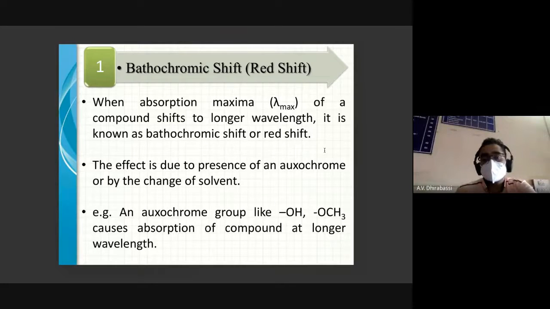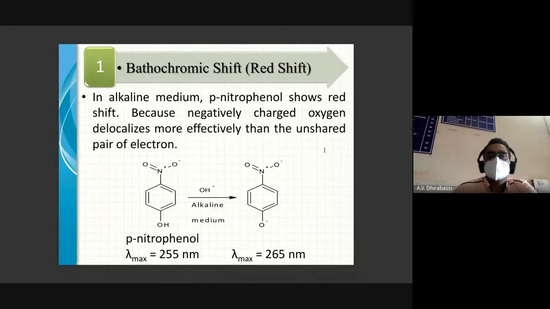If there is any auxochrome present, meaning any functional group is present, showing the n to pi star transition, that can cause the bathochromic shift. An auxochrome group like OH or OCH3 causes the absorption of the compound at a longer wavelength, meaning lesser energy. Okay. Bathochromic shift: in a basic medium, paranitrophenol shows the red shift because the negatively charged oxygen delocalizes more effectively than the unshared pair of electrons.